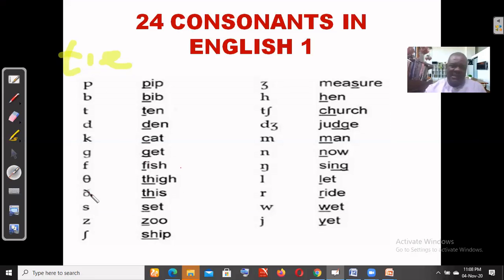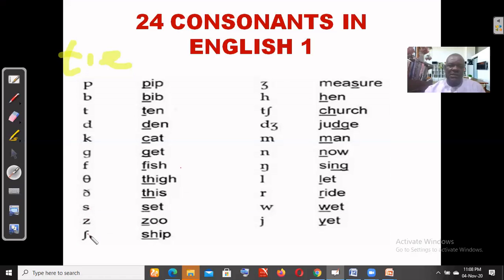So it's not surprising that if you ask some second language speakers of English to produce this sound, THIS, they will say this, thereby articulating the sound of D instead of this voiced dental fricative. So that should be taken note of. Now let's continue. S, set, Z, zoo.